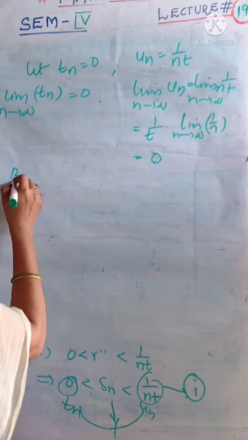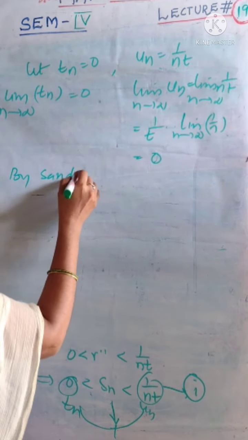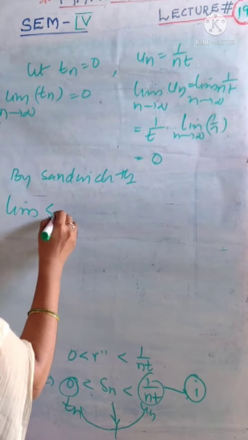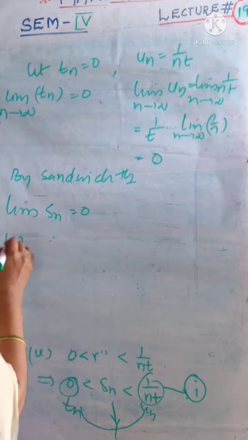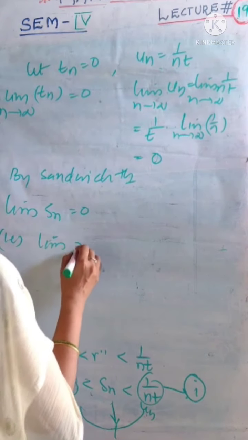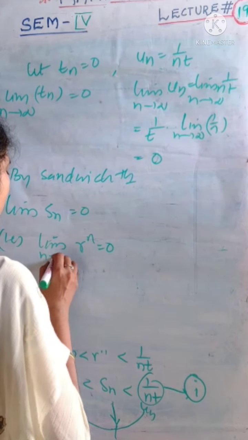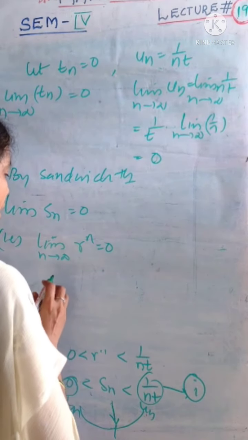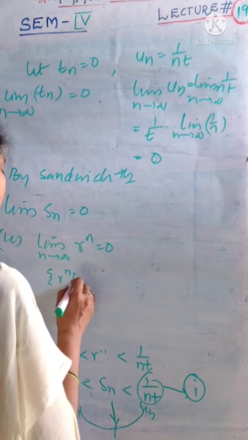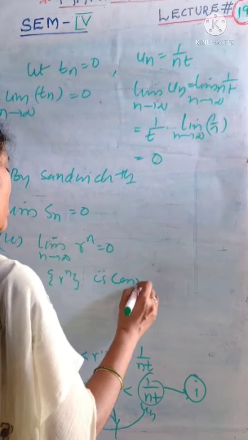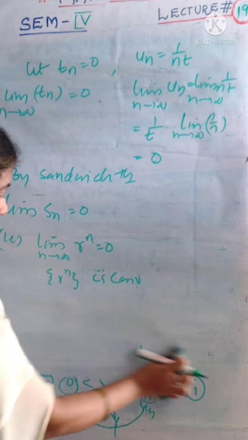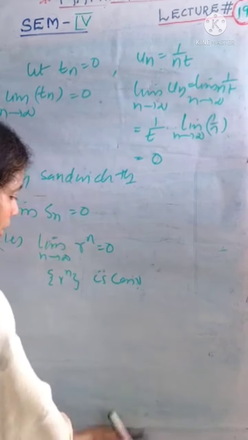Then by the sandwich theorem, we can confirm that the limit of Sn is also 0. That is, what is Sn? The limit of r power n is 0. When we get a finite quantity as a limit, then we can confirm that r power n is convergent, when r is in between 0 and 1.